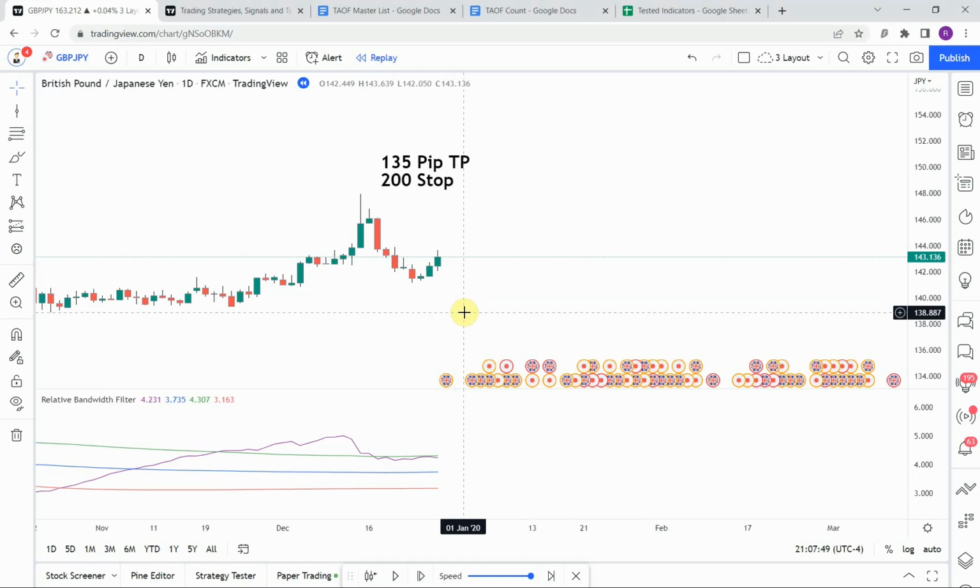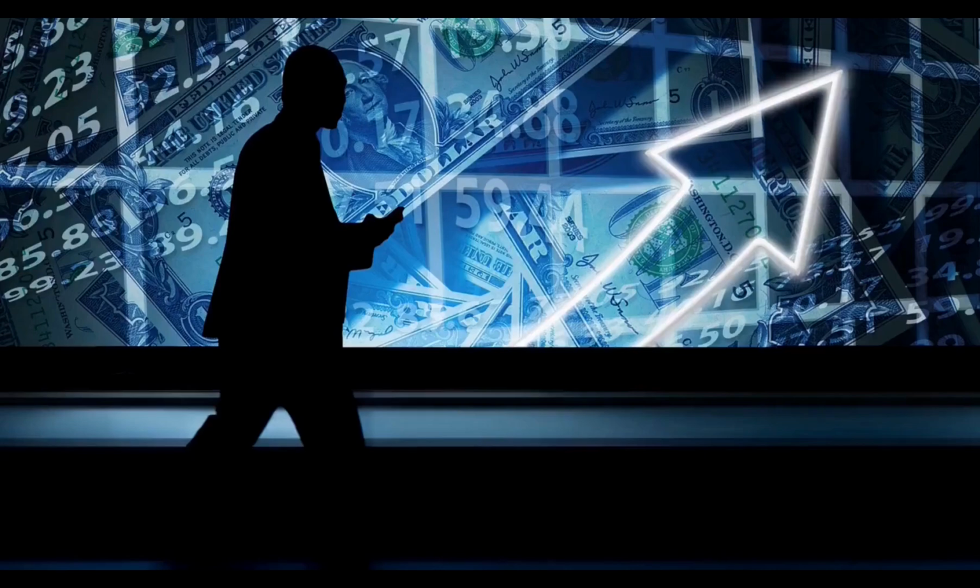Today we will be testing the relative bandwidth filter.